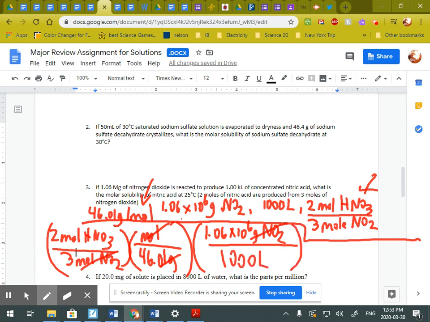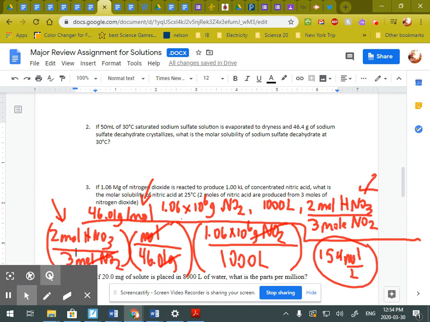Now, again, this question is really tough because it throws something in that we'll be looking at in a future unit called mole ratio. But hopefully it kind of makes sense what we're doing. 2 times 1.06 times 10 to the 6th divided by 3 times 46.01 times 1,000. And it works out to be a concentration, to 3 sig figs, of 15.4 moles per liter. Okay, that's kind of a tough problem. Don't worry, the rest of them aren't that difficult.